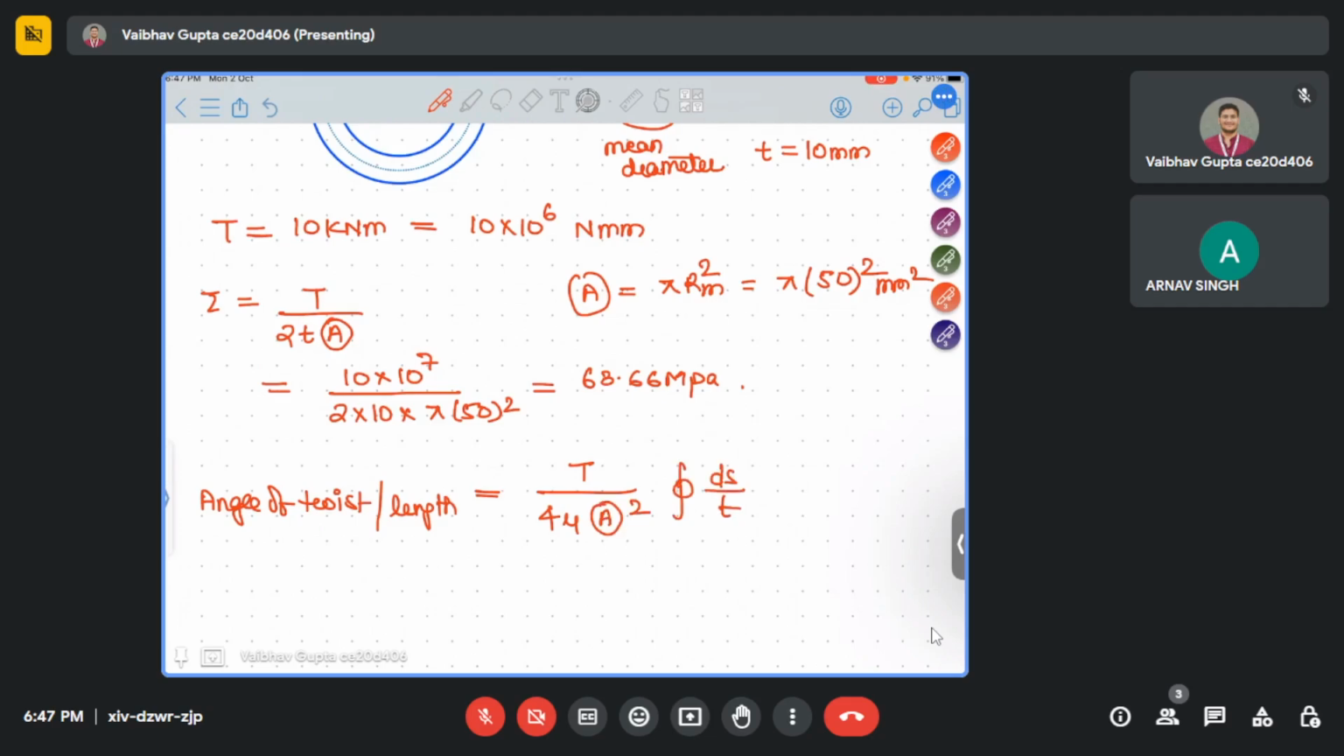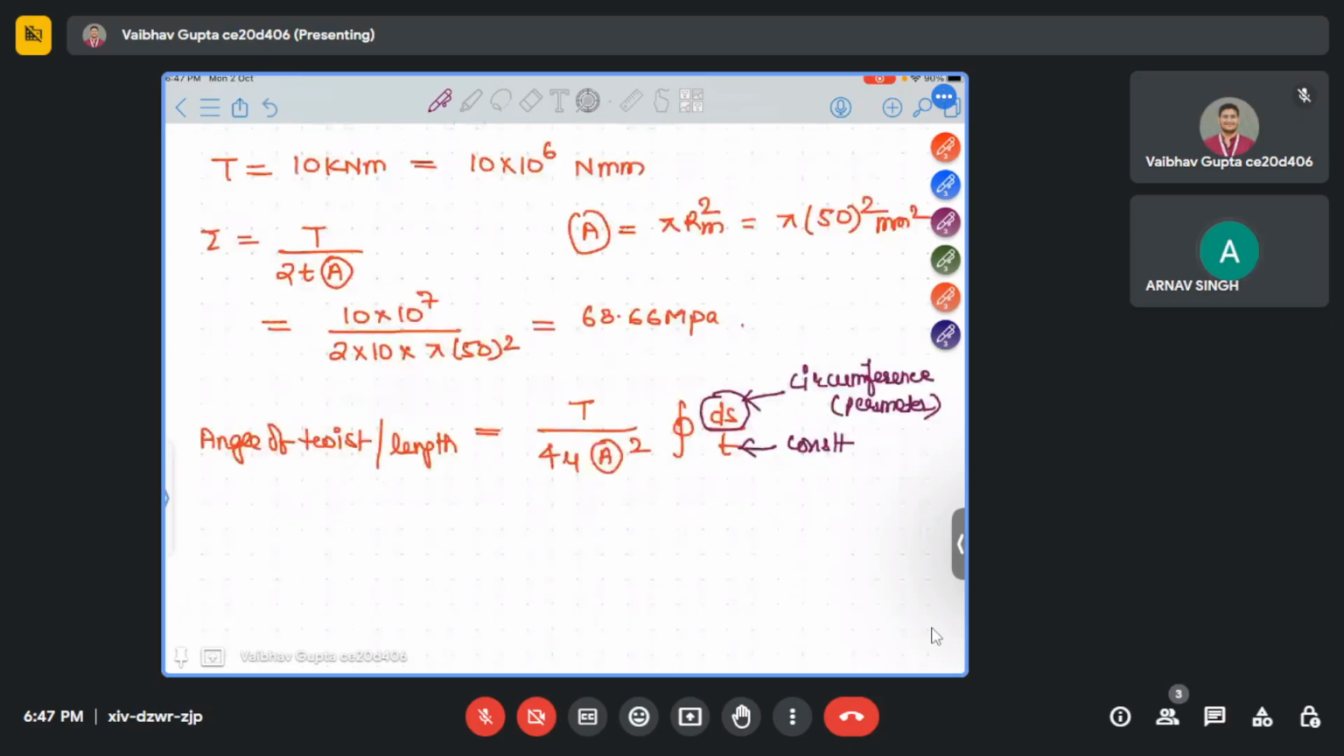So this line integral of ds, since the thickness is constant, the line integral of ds is nothing but the circumference, that is, the perimeter. And what is the circumference of a circle? 2 pi r or pi d. Understood? Yes sir.